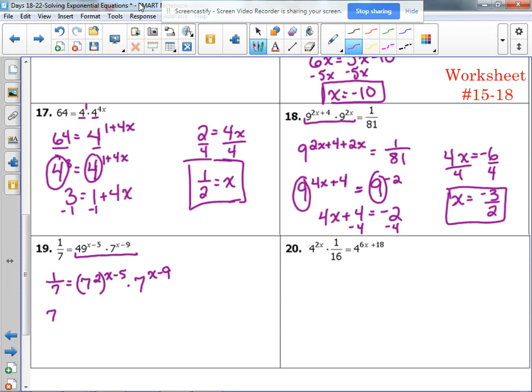We do need to fix that left side. That would be 7 to the negative first. 1/7 is 7 to the negative first. Negative exponent, move it to the bottom. That would give you 1/7. We have the same base on the right side. We're multiplying, so we can add those exponents.